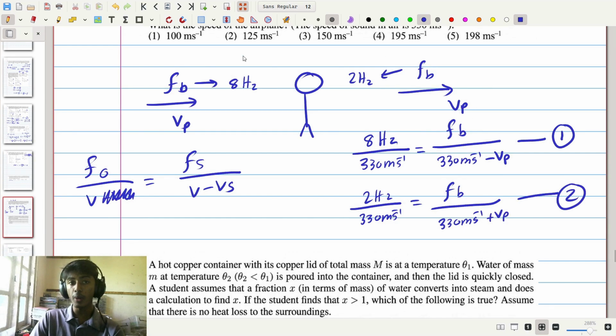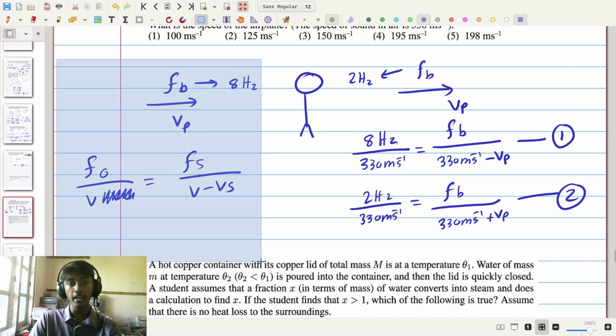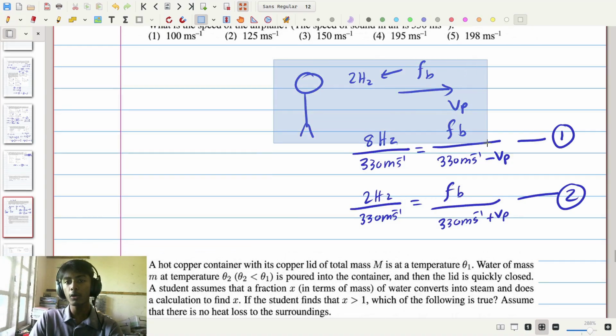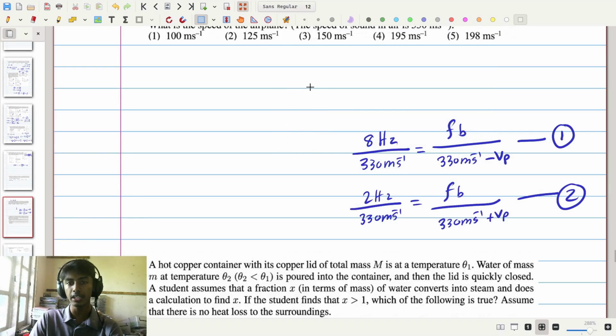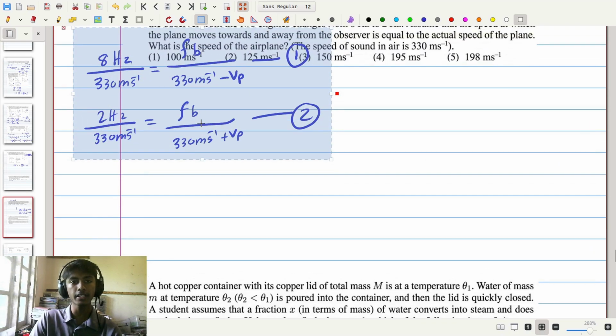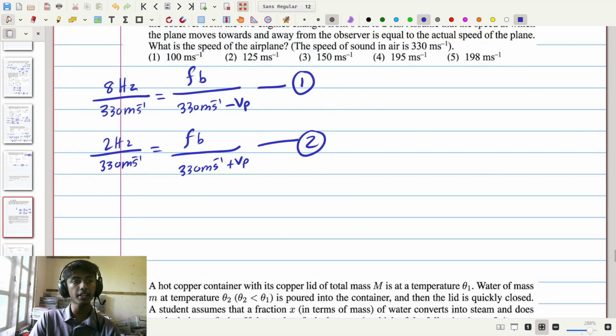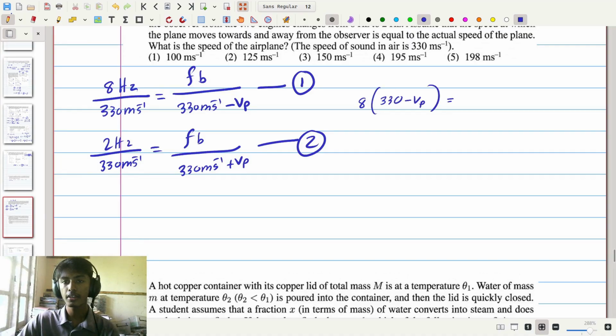Now with equations 1 and 2, I can find the speed of the plane Vp. So if I take these two equations only and move them up here, from the first equation, if I rearrange this to get 8 Hz times this thing and 330 times FB, I can see I'll get 8 times (330 minus Vp) equals 330 FB.